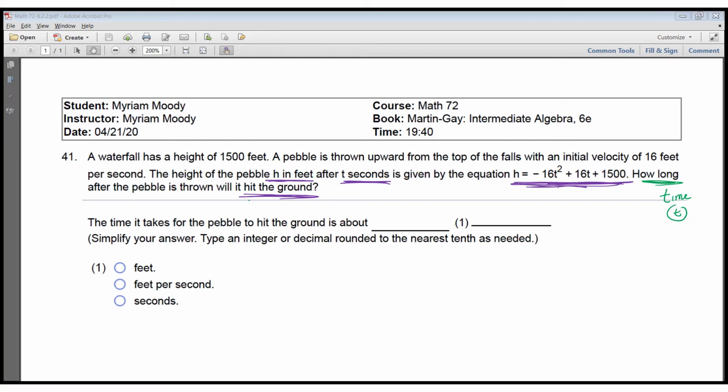After the pebble is thrown, will it hit the ground? If it hits the ground, that means it's on the ground. That means that's the height of the pebble, isn't it? Hitting the ground means we're talking about the height of the pebble. And if the pebble is on the ground, well, what's its height if it's actually sitting on the ground? Yeah, if it hit the ground, that's 0 feet. Which means my h is equal to what? Yeah, your h is equal to 0. Cool? Okay, so let's do some work on this other side. Here was the equation they gave us.